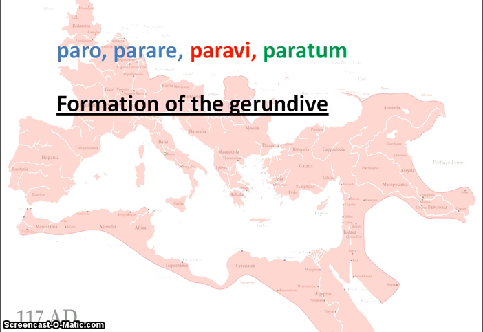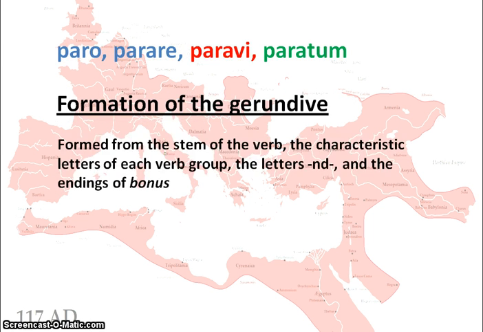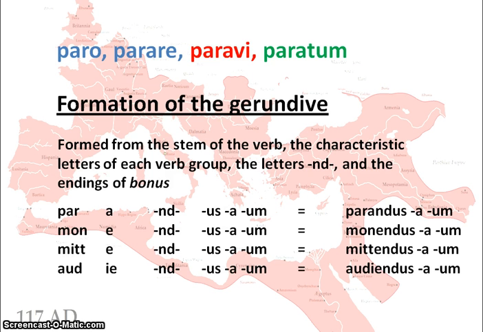Now, if we're talking about the formation of a gerundive, it is going to be formed from the stem of the verb. So if we're looking at paro here, it's going to be that P-A-R part. Then the characteristic letter of each verb group; paro's group 1, so it's going to be an A. Then the letters N-D, and then the endings of bonus. Now the letters N-D together make a gerundive very recognisable because it is only seldom that these letters actually appear together in Latin.